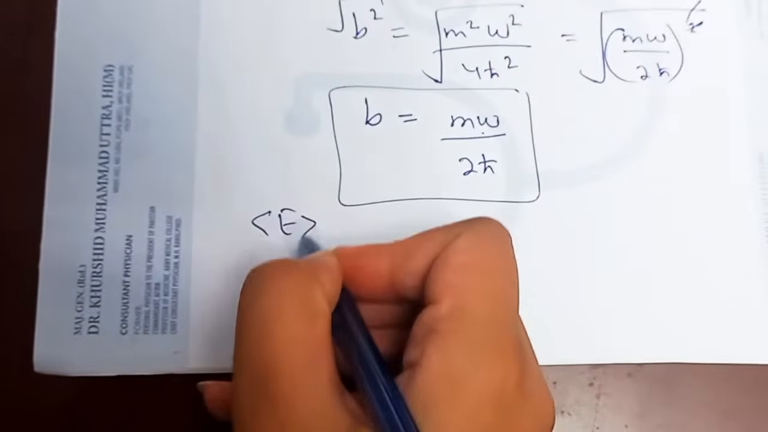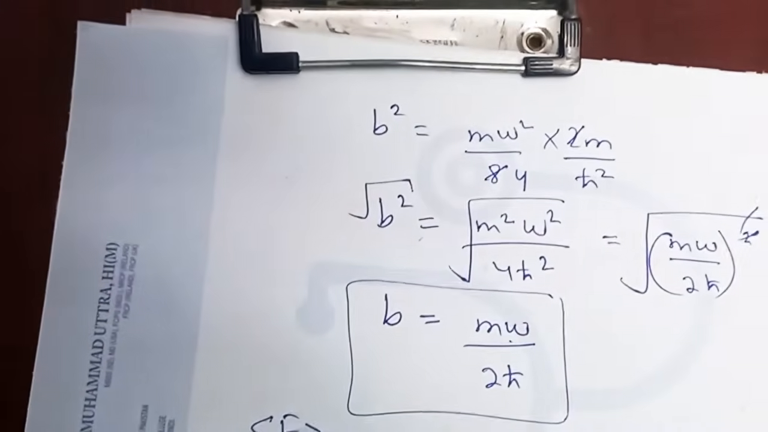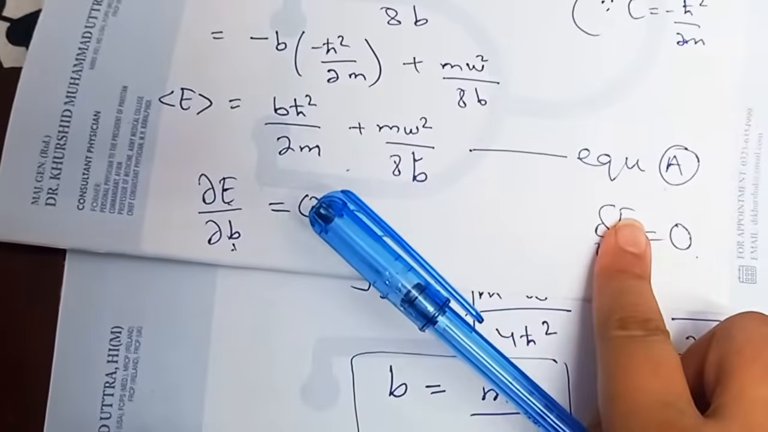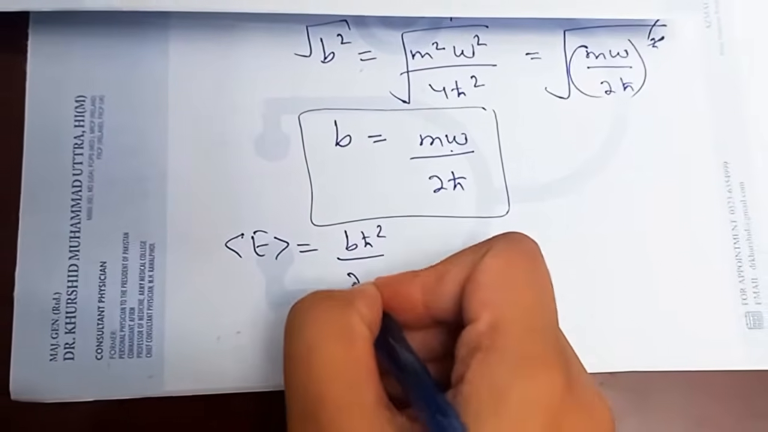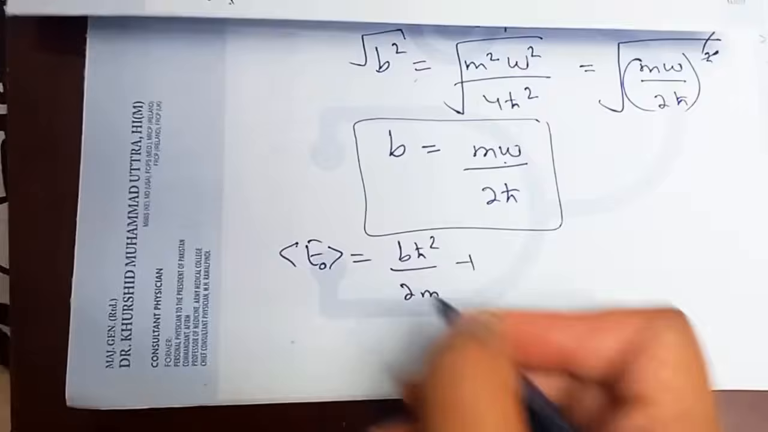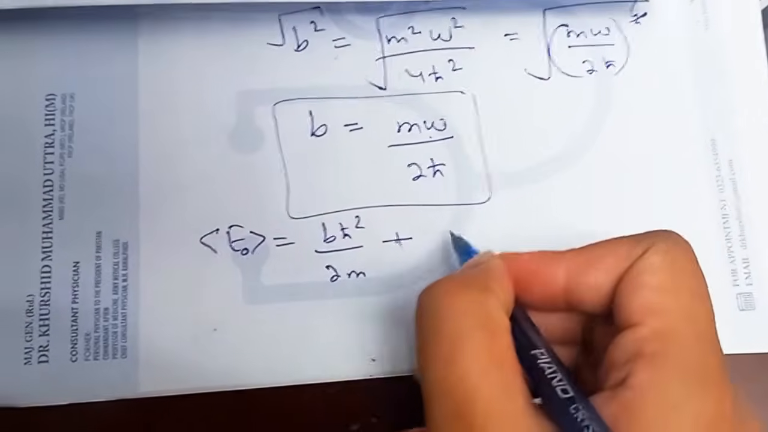So for the energy we had, let me see what the expression was. Here it is, equation number A. So we had this situation. We'll put the value of b here to get the ground state energy.